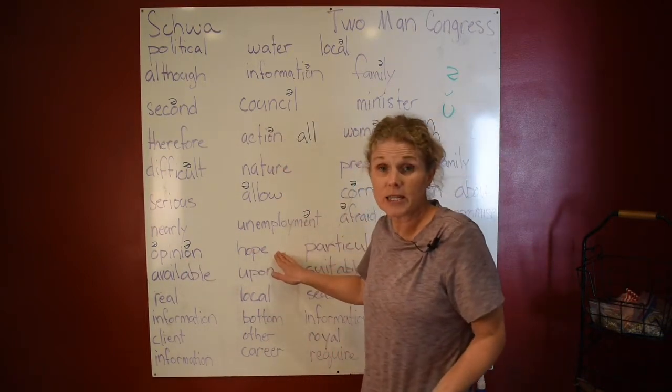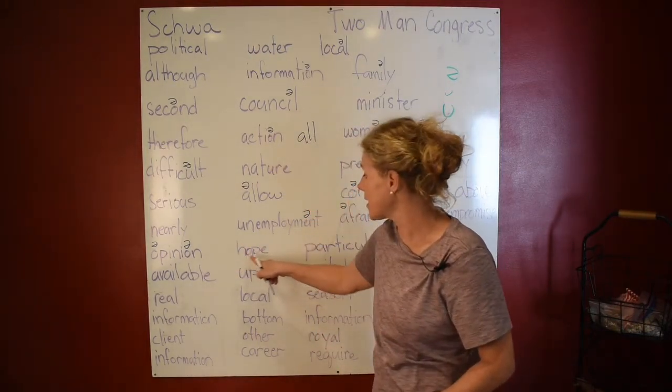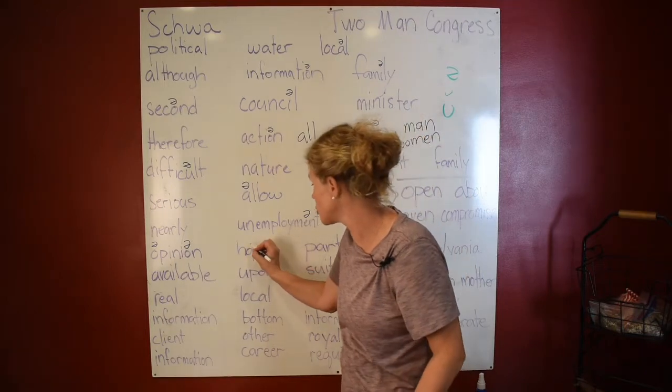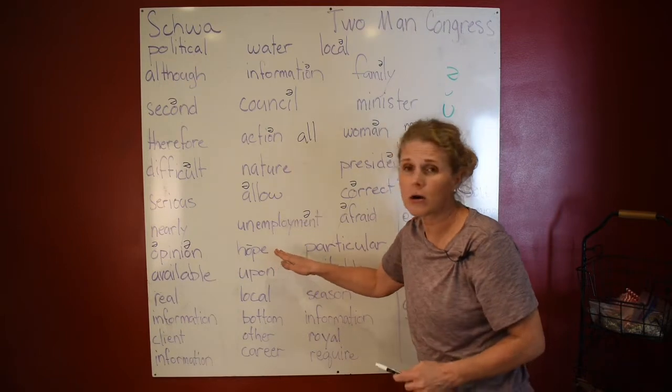Hope. This is a silent E syllable. It looks like nothing silent E like that should turn to schwa. This is a long O. So it's not closed or anything like that.